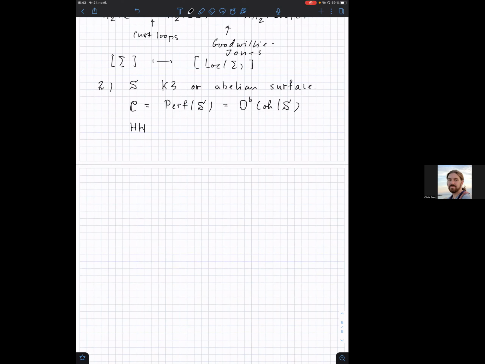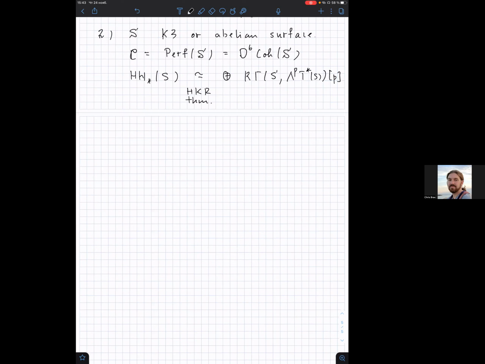the Hochschild homology of this thing is computed by the HKR theorem. This is the algebro-geometric version of this Goodwillie-Jones theorem, and it says that this is computed in terms of Dolbeault homology with shifts. And so the HH2, if you work out how the shifts work, this ends up being H0 of S, wedge to T star S, and that's the canonical bundle.